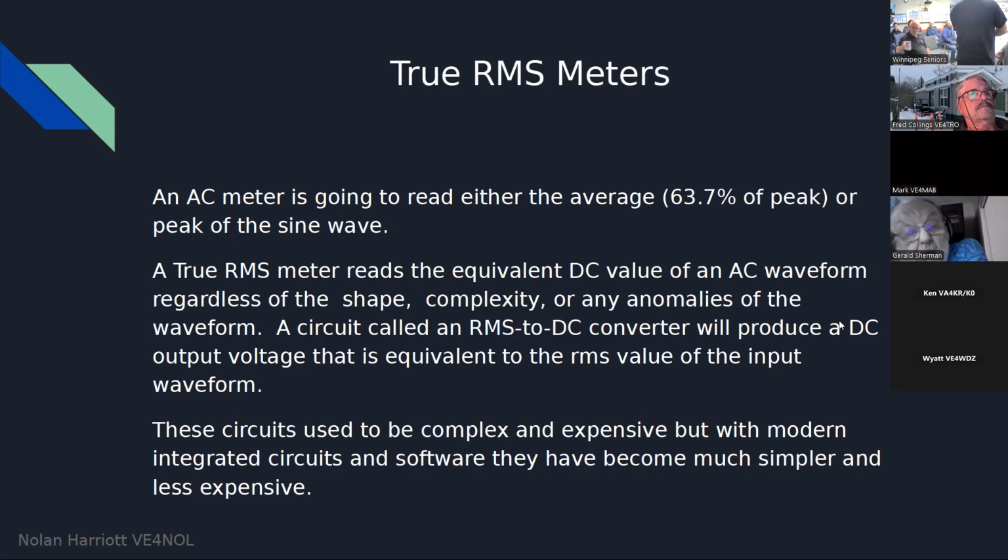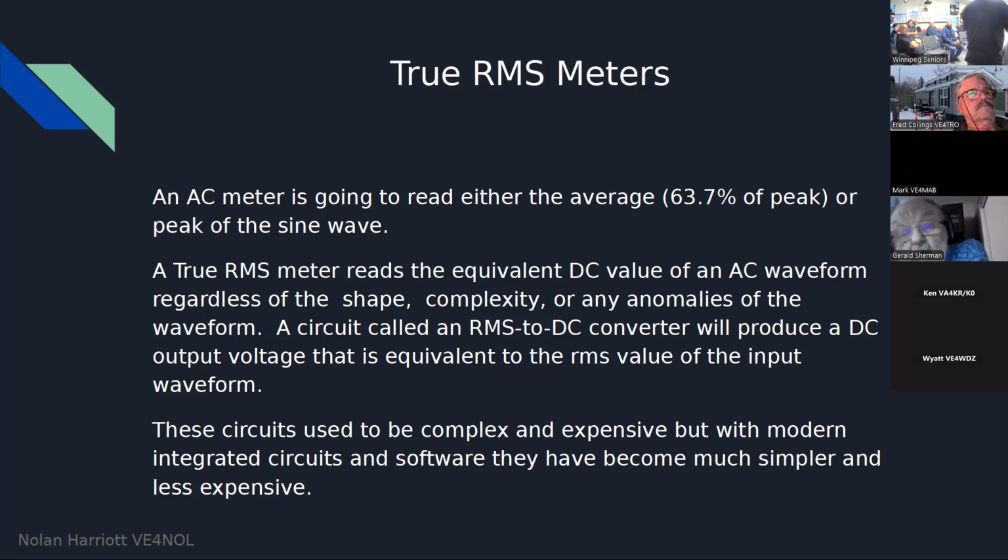All right, true RMS. So you will see this on meters when you buy them. They all say they are a true RMS meter. Just about every digital meter that you buy will say somewhere, usually around the top, that it's a true RMS meter. What does this mean? Well, again, we briefly touched on how we use different types of rectification for measuring AC values. So an AC meter is going to read either the average of the waveform, which is 63.7% of the peak, or the peak of the sine wave, right? 0.63 is your average of your peak.